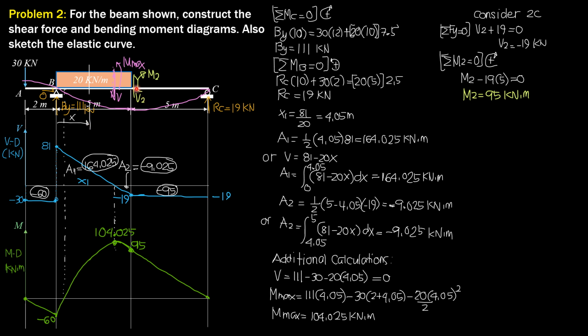Then finally, we consider 2C. From this section to that section, this is the positive shear upward. Remember the sign convention, and clockwise for positive moment at the left section. For shear, summation of forces Y equals 0, V2 plus 19 equals 0, so V2 is negative 19. Summation of moment at section 2 equals 0, so M2 minus 19 times 5 equals 0, so M2 is 95 kilonewton meter. So it's also really 95 kilonewton meter.